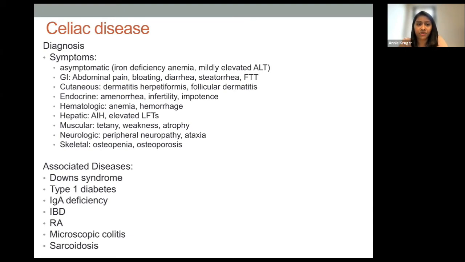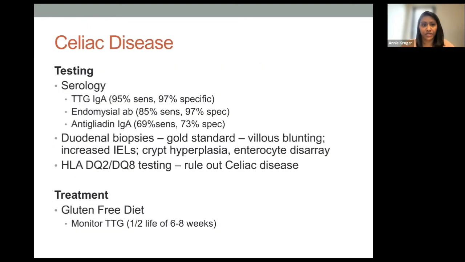And there are some cutaneous versions of this disease, like dermatitis herpetiformis, some follicular dermatitis, and these are all the other kind of GI and the non-GI manifestations of the disease. Osteoporosis is very common in these patients because of the lack of appropriate absorption. And it's very commonly seen in patients who have Down syndrome and type 1 diabetes and IBD, because presumably when you have one type of autoimmune disease, you can develop other ones. So you always want to think about that in these patients.